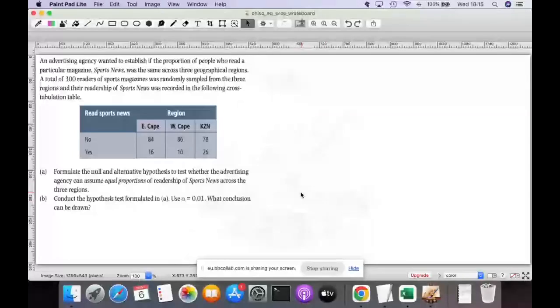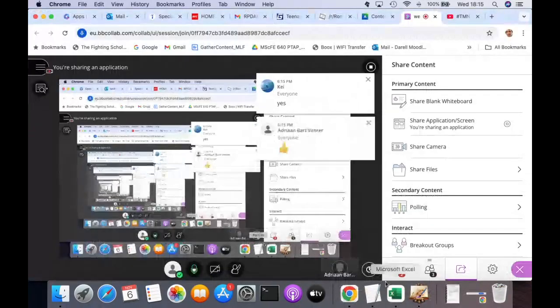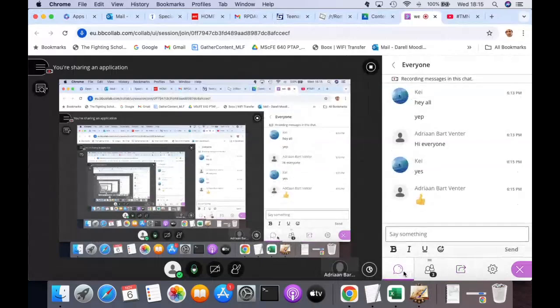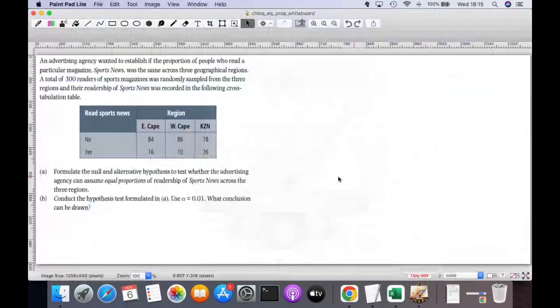Just give me a heads up once you can see the whiteboard, which says an advertising agency wanted to establish. All right, fantastic. Let's go back.